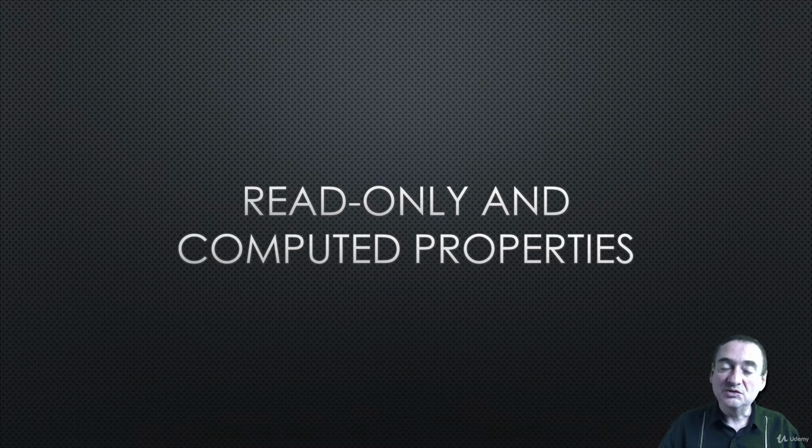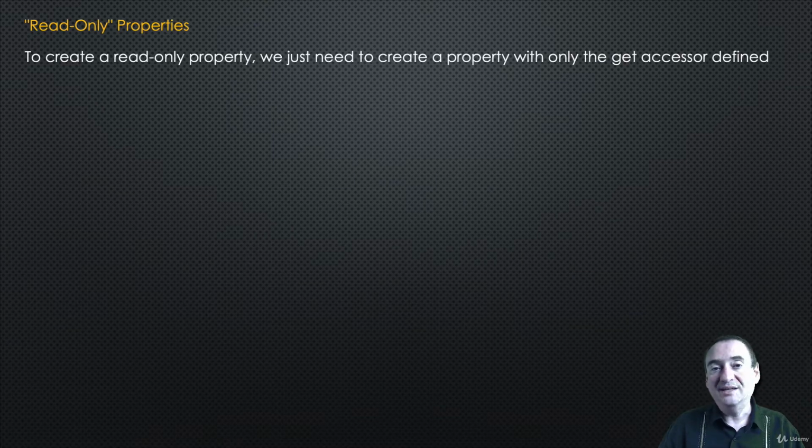In particular, we're going to start with read-only and computed properties, which are very common scenarios. So to create a read-only property, what does that mean? Well, that just means we need a property where the get method has been defined, but the set has not. So that would constitute a read-only property.